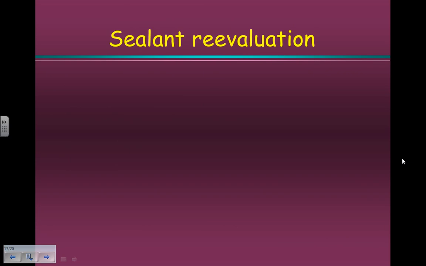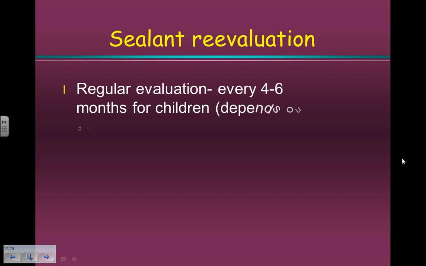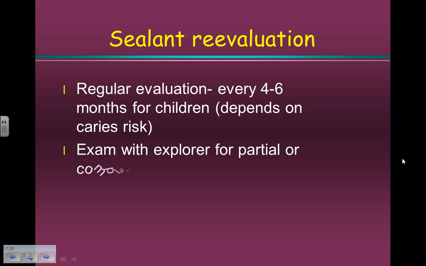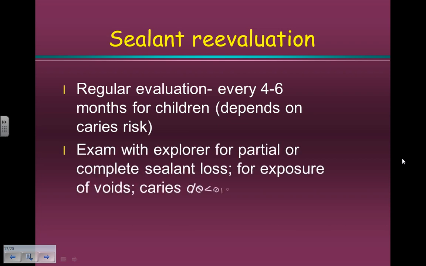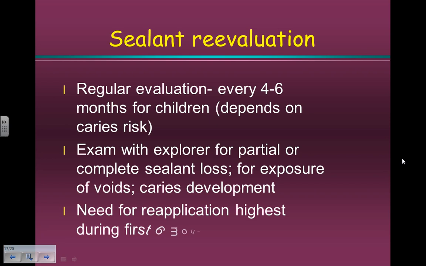So we need to reevaluate a sealant. First, regular evaluation every 4 to 6 months for children. Once again, that depends upon the child's caries risk. Examine with an explorer for partial or complete sealant loss, for exposure of any voids, for any caries development. If you need to reapply, typically the reapplication is highest in the first 6 months after placement.